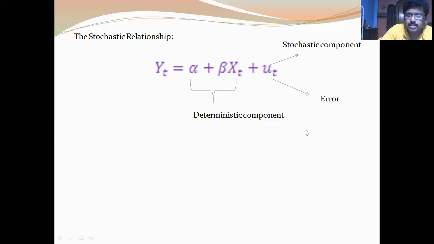Another reason is that there is some measurement error in y. So measurement error in y is considered in ut. So this is the importance of introducing the stochastic component or error term in this relationship, the stochastic relationship. I hope you understood what I tried to explain about the regression equation, and what the key element is that you should consider in regression analysis.